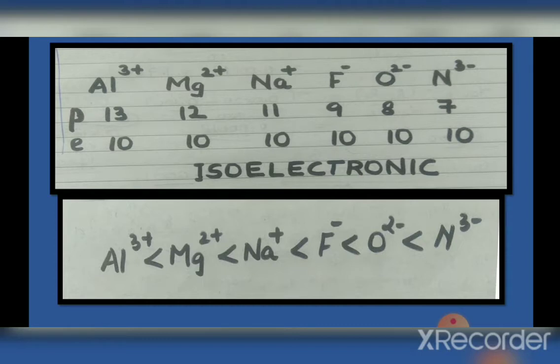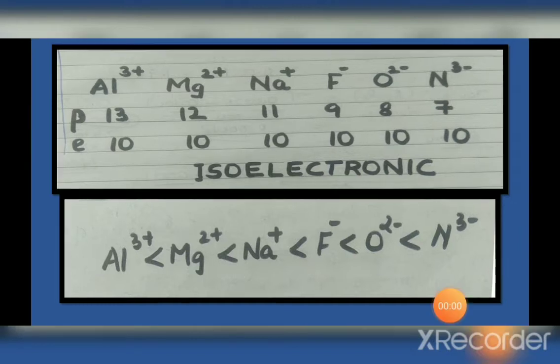So such species having the same number of electrons are called isoelectronic species. So how can we arrange these isoelectronic species in the order of increasing ionic radii? We know that cations are smaller than the parent atom and anions are larger than the parent atom. So cations will come first and then anions.